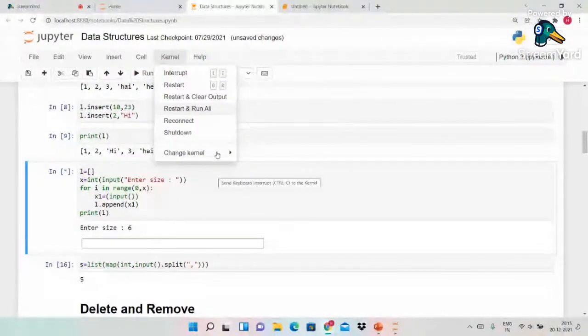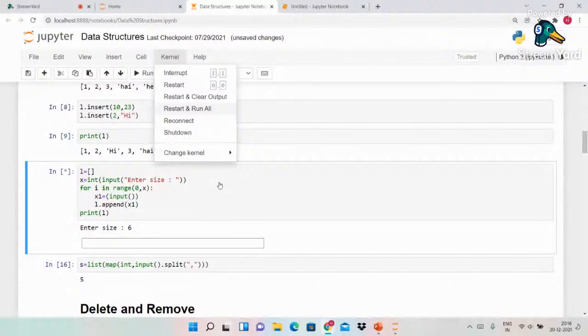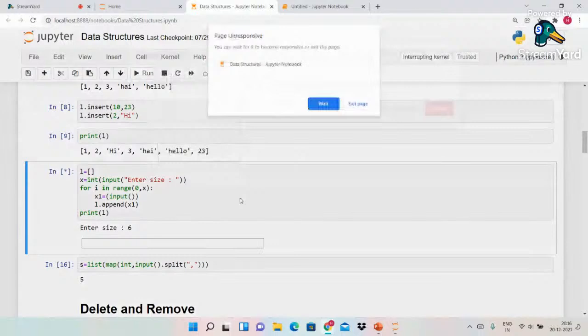Basically what I was trying to do is, I took x1 is equal to int of input, which means every input again has to be an integer. I didn't want that. I want to take multiple values. I wanted them in string type. So that is the reason I wanted to stop it.